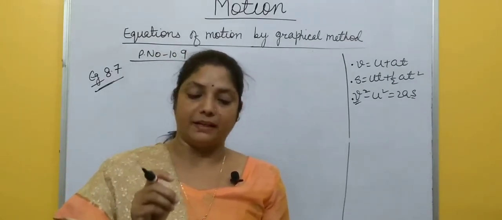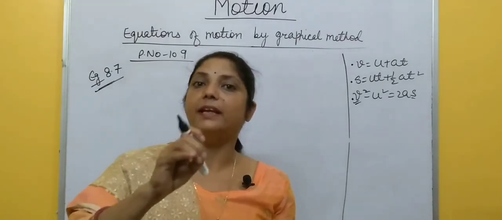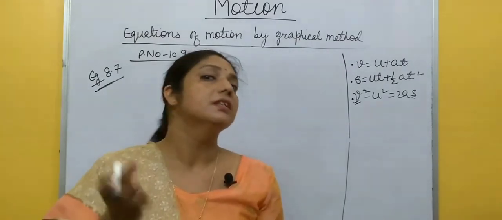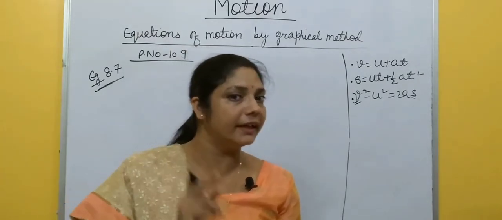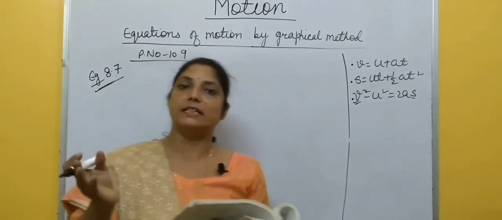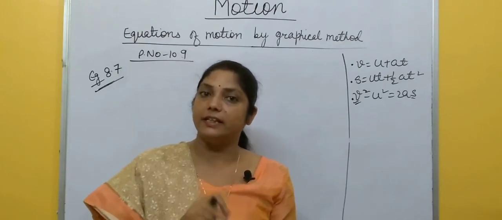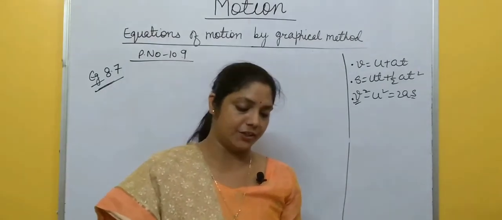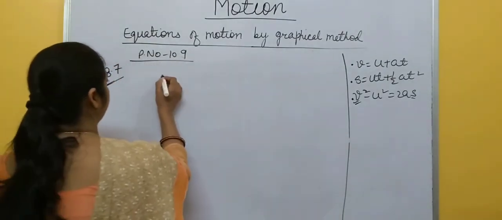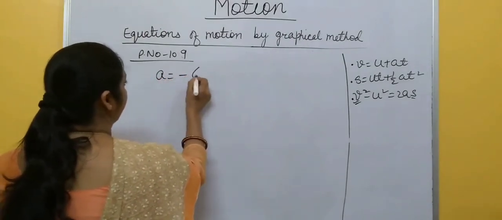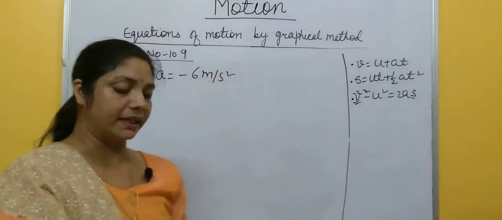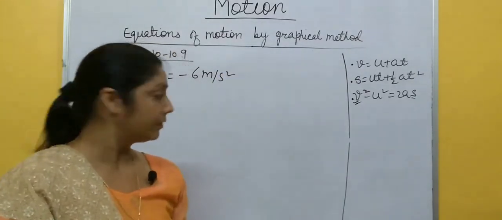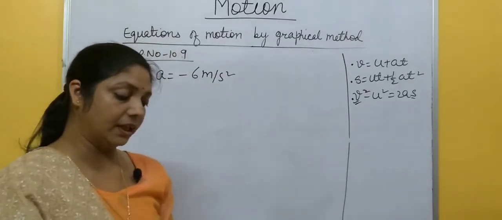Here the brake is applying. So when the brake is applying, it means final velocity becomes 0. So in this case, acceleration is positive or negative? When final velocity is less than initial velocity, this is the case of retardation. So simply you take acceleration equal to what? Minus 6 meter per second square, because brake is applied here, right? In the opposite direction.